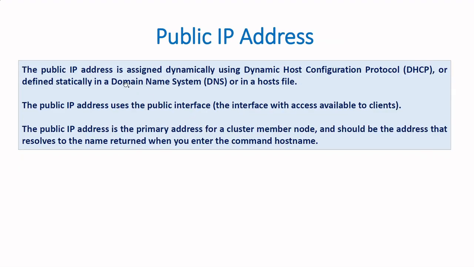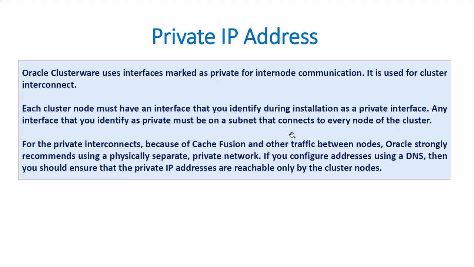The public IP is where you set the public network level, and it should be in the public interface, so it should be in the public subnet. Basically the public IP is the one using which you will be able to connect to the actual host. If you want to connect to the actual host, you should be able to use the public IP or the public host name. The private IP is for the internode communication. It is also for the interconnect, and you will configure this on a second NIC.